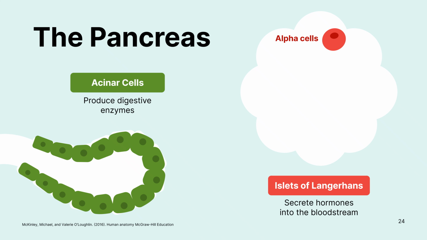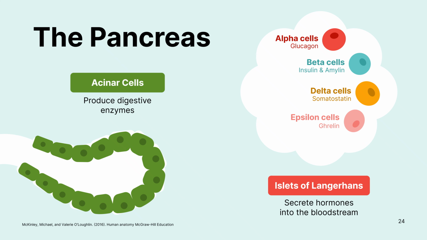Alpha cells produce glucagon, which raises blood glucose levels. Beta cells secrete insulin to lower blood glucose levels, in addition to producing amylin, which helps regulate blood sugar levels postprandially. Delta cells secrete somatostatin, which inhibits the release of both insulin and glucagon. Epsilon cells release ghrelin, a hormone that regulates hunger. PP cells produce pancreatic polypeptide, which regulates pancreatic secretions and appetite control. Together, these cells play a key role in regulating digestion, metabolism, and energy homeostasis.